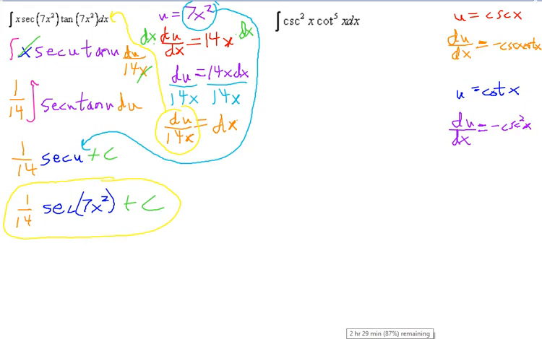So the way you can tell which one's going to work is based on which one's going to be able to get rid of all the x's, get the integral in terms of u. If we say u equal to cosecant, we'd have u squared, but then we'd have this cotangent to the 5th. And negative cosecant cotangent, that's not going to cancel out cotangent to the 5th. So that one is not going to work.